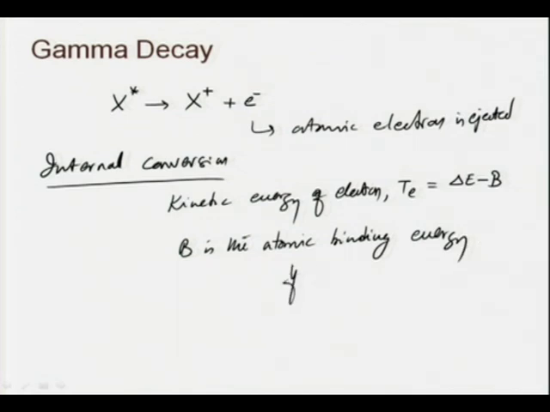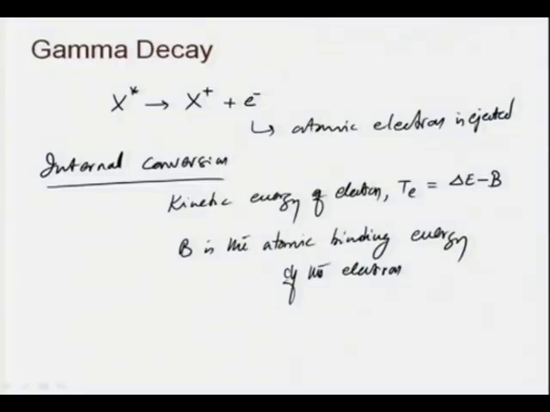Of the electron. It actually depends on from which shell the electron is emitted, from the K shell, from the L shell, or whichever shell. The binding energy will depend on that. All right. So, from here we actually can make another statement.